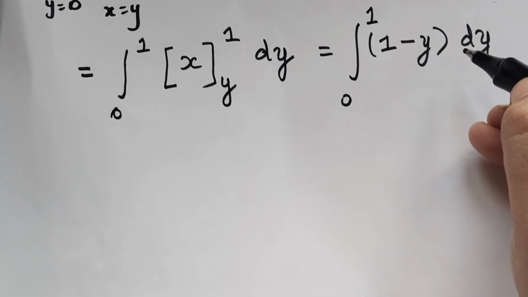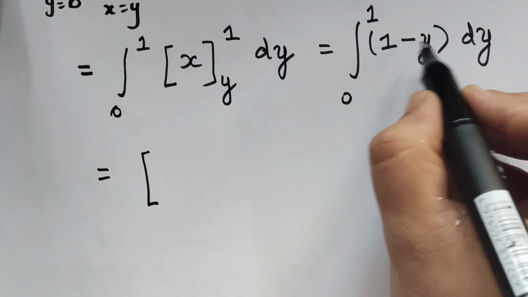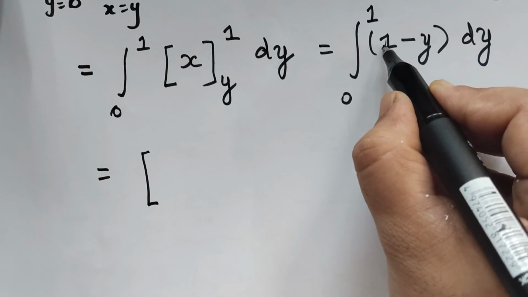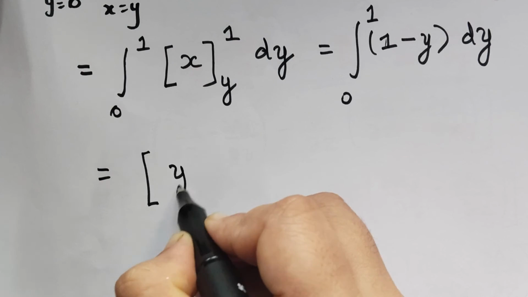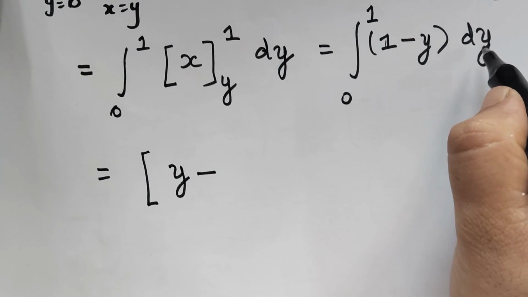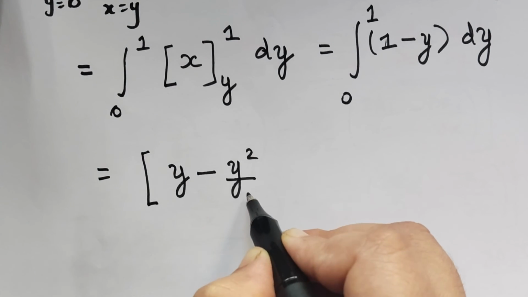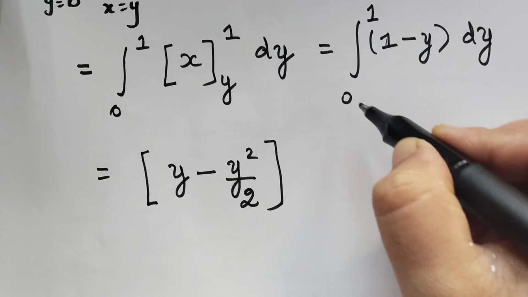Now let us integrate this. So the integral of this will be, first integral dy, because it is 1 over here. So integral dy is y. Then this minus comes. Then integral y dy. What is the integration of y? It is y square by 2. And this is between the limits 0 to 1.